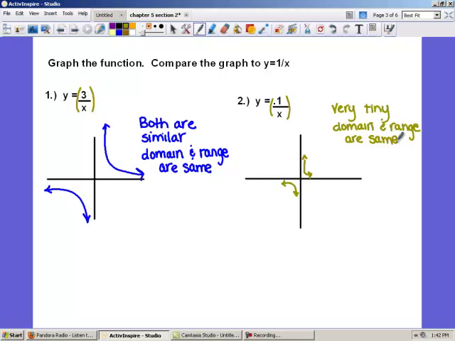Okay, now remember you're comparing your graphs to this equation that we did in the very beginning. So if you didn't copy that down, you really need to, because the book is going to ask you to compare it as well.